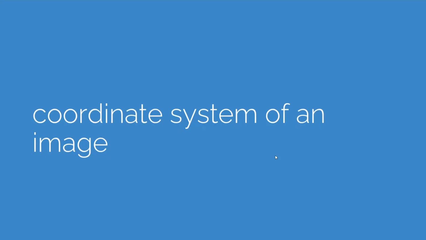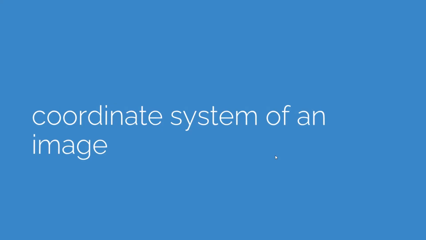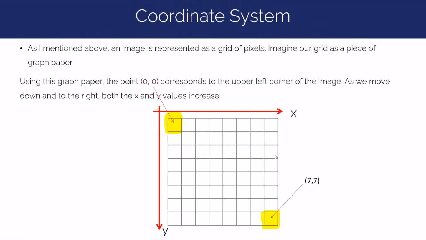Now we have a good understanding of the pixel. Let us have a quick review of the coordinate system of the image. As I mentioned above, the image is a representation of a grid of pixels. Imagine our grid as a piece of graph paper. Using this graph paper, the point 0, 0 corresponds to the upper left corner of the image. As we move down and to the right, both the x and y values increase.